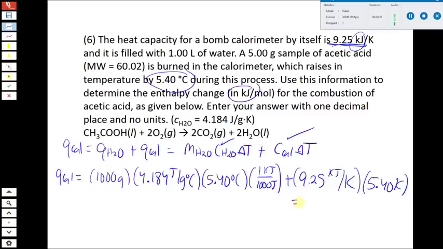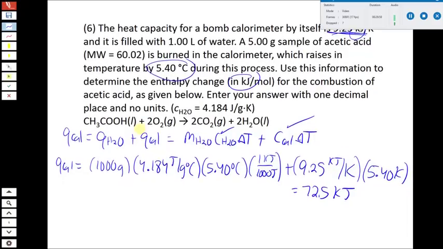So what we get for this then is 72.5 kilojoules. Or you could have done it in joules first, 72,500, and then divided by 1,000 at the end. But again, before you add them together, they need to be the same. So you either need to convert the first term to kilojoules or the second term to joules before you add them together. So that's the heat for the calorimeter, 72.5 kilojoules.